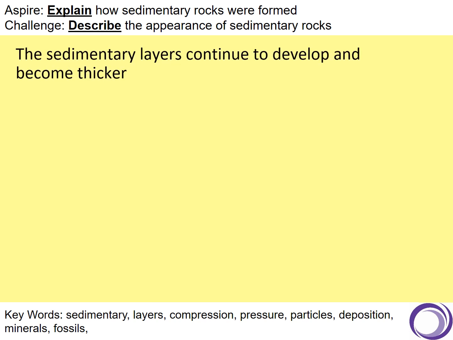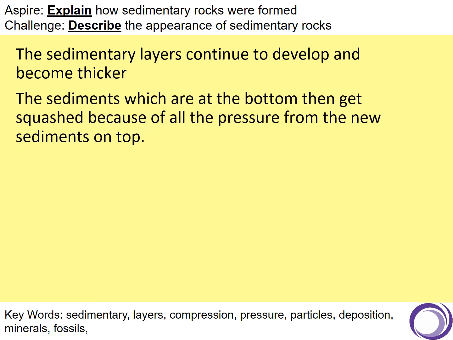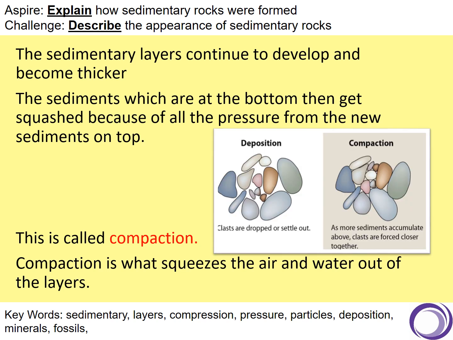So, sedimentary layers continue to develop and become thicker. The sediments at the bottom then get squashed because of all the pressure from the new sediments on top of them. And this is called compaction. Compaction is what squeezes the air and the water out from between the layers, and the particles become closer and closer together. So with deposition, the rocks and particles, the clasts, are dropped together and settle out, and then with compaction, they're pushed further and further together, forcing out any water or air that's trapped between them, and that process is called compaction.